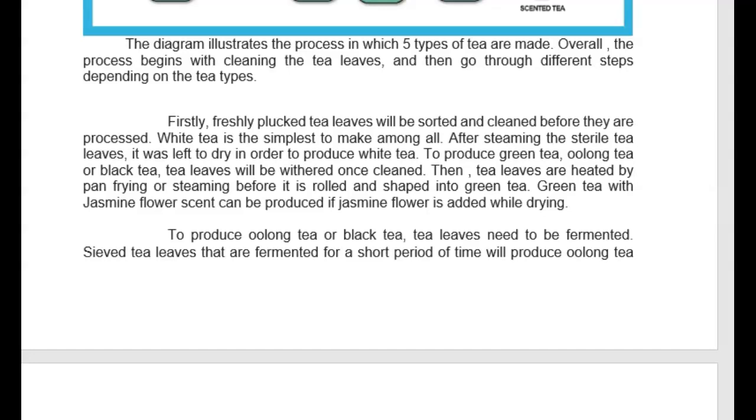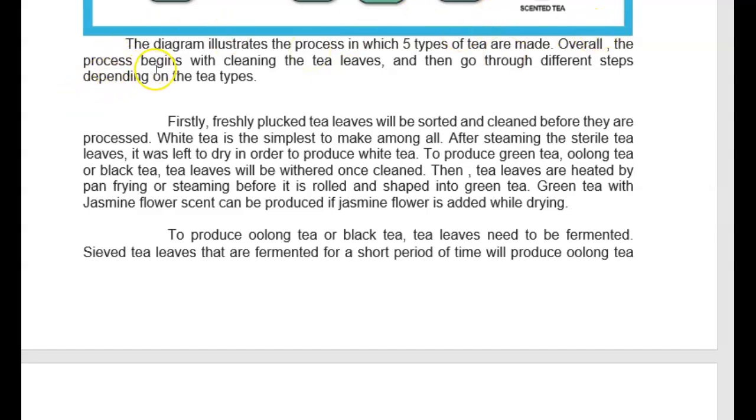The diagram illustrates the process by which something is made, by, that's the right way to say this, by which 5 types of tea are made. Overall, the process begins with cleaning the tea leaves and then go through different steps depending on the tea types. Well, yes, the grammar here is a little off though.